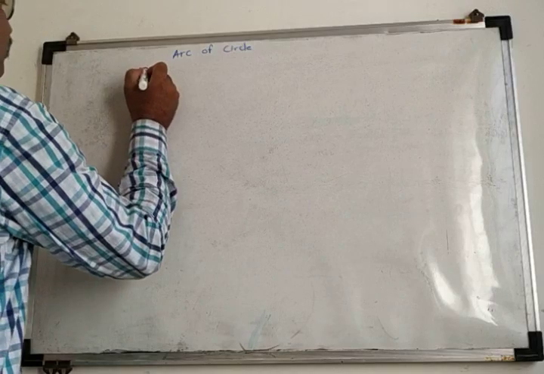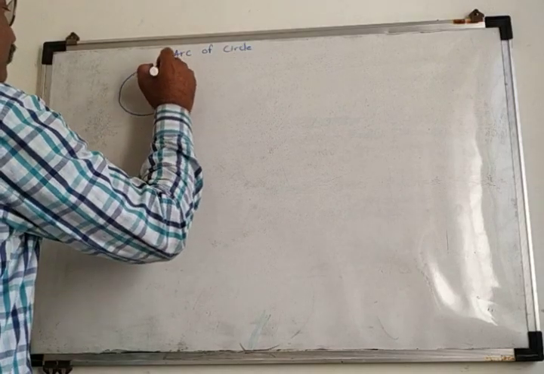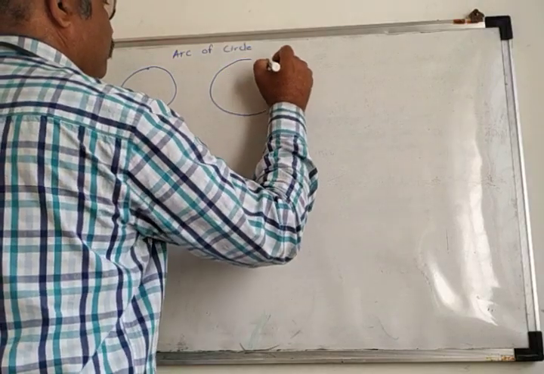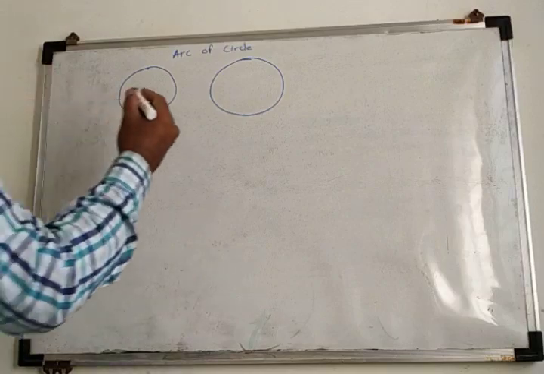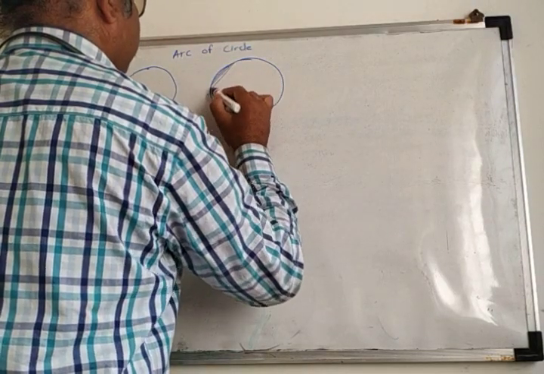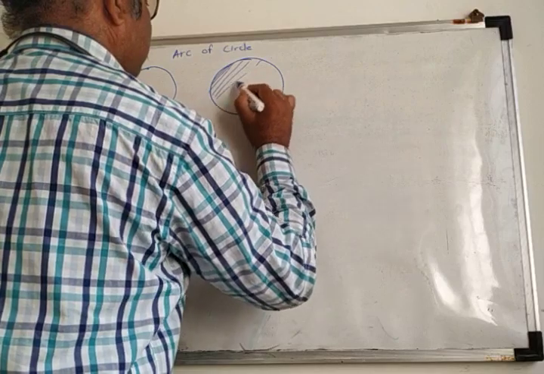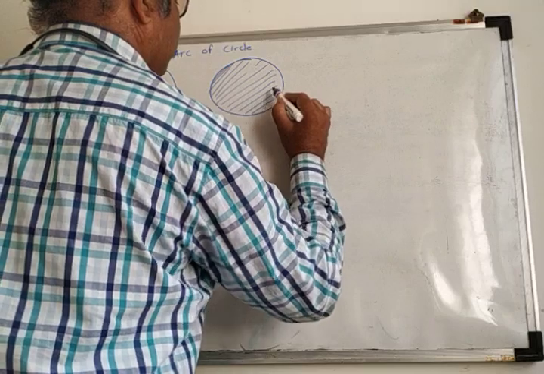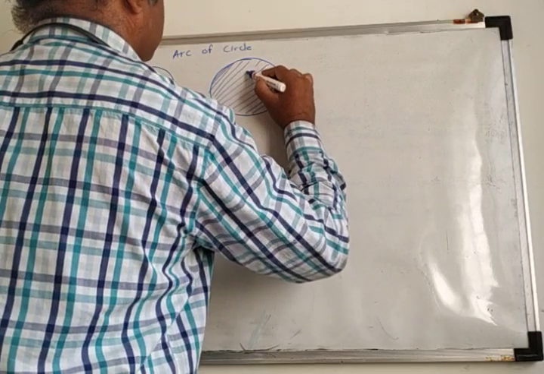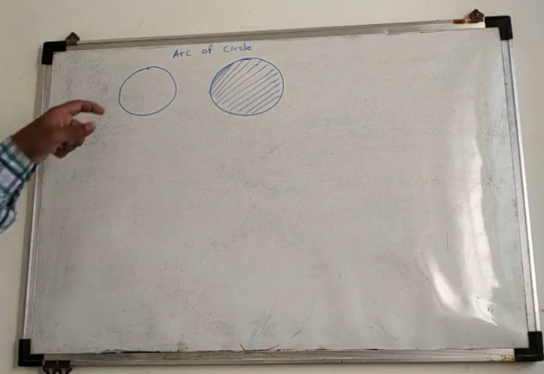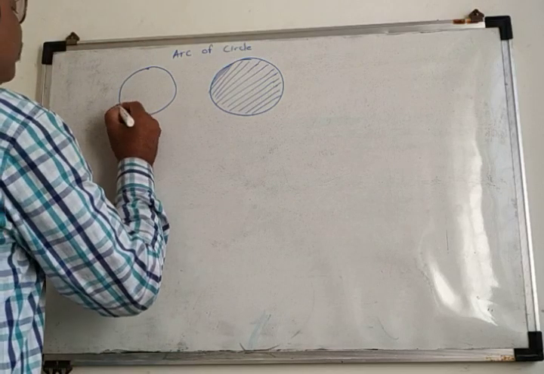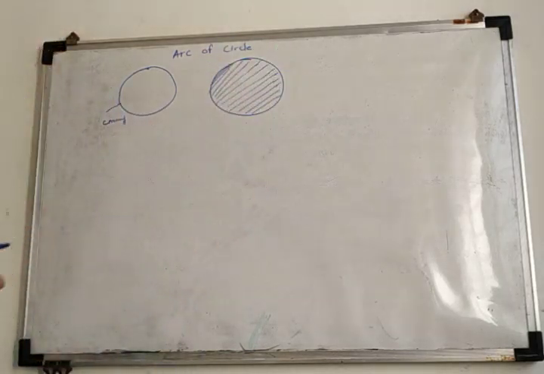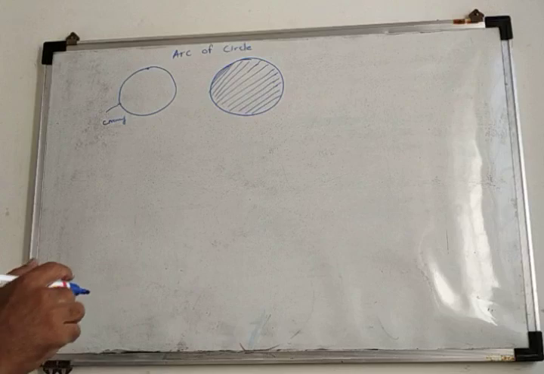So you say circle. If I draw this one, and I draw the same again, but this time I shade the inside. You see these two figures look the same, but in one I'm considering only the outer part. This is the circumference of this circle. And here I consider the circumference along with the area enclosed.